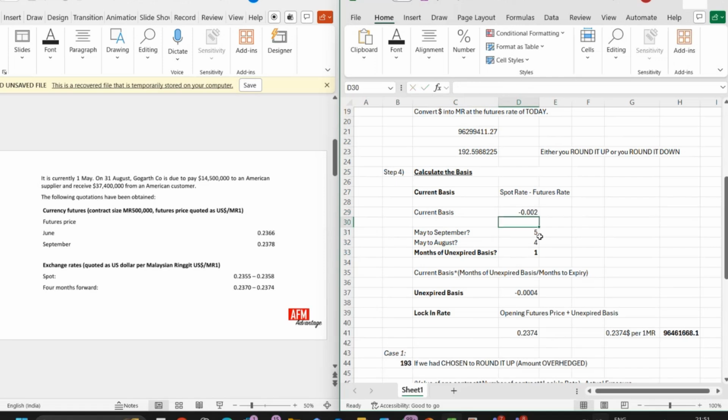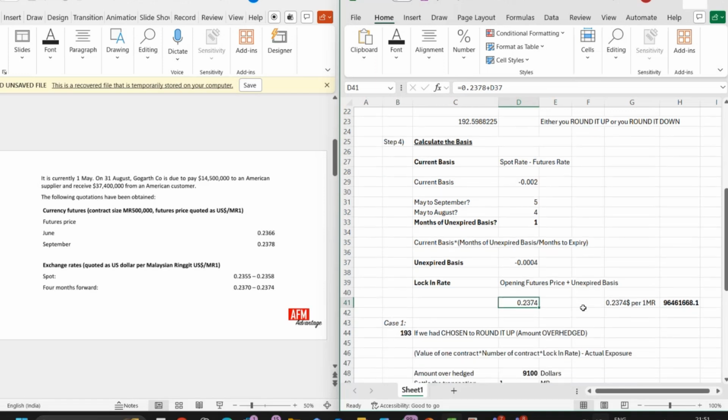And then we can simply use this formula: current basis into months of unexpired basis divided by months to expiry, and that will give us our unexpired basis. Why are we finding out the unexpired basis? Because for lock-in rate, we'll need the opening futures price and the unexpired basis. We have found that out, and we can get a lock-in rate, right?